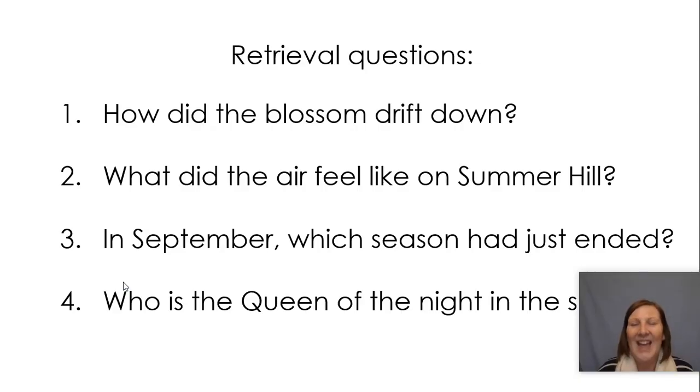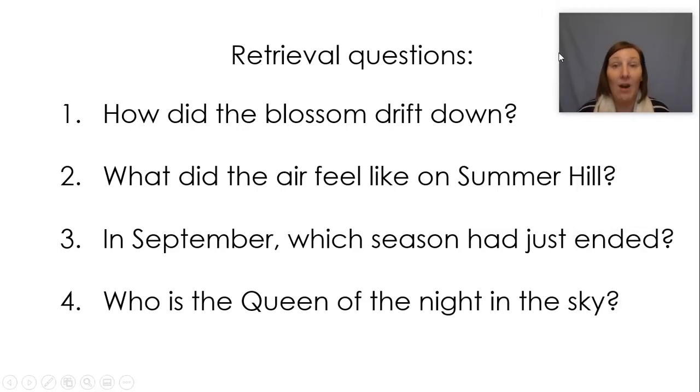Okay. Now then, I have some questions that I would really like you to answer for me. They are on your worksheet. So you can either have a look at the book on your Rising Stars or go back through this video. Okay? And I want you to answer these 4 questions. How did the blossom drift down? What did the air feel like on Summer Hill? In September, which season had just ended? And who is the queen of the night sky?